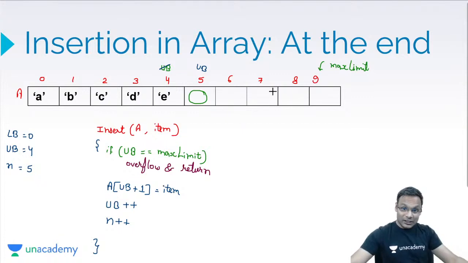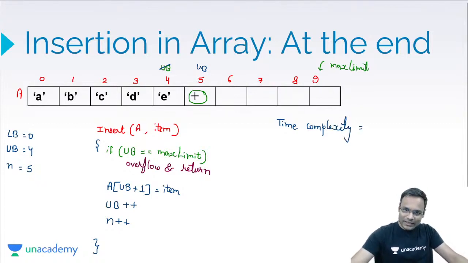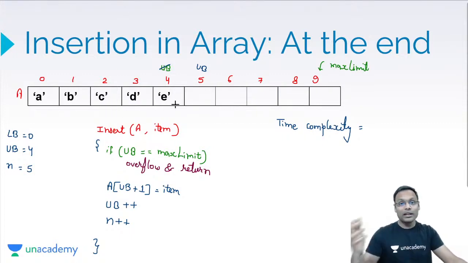So here in this particular case the time complexity will be constant. Why? Just because at the end we are inserting the element. That's it. Here we will insert the element, we will update upper bound and n. That's it. Nothing else. It's not dependent on how many elements there are. Not at all dependent. So time complexity will be constant.